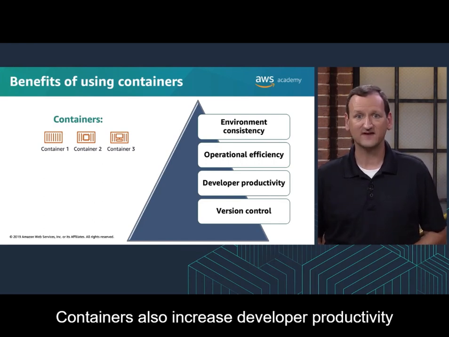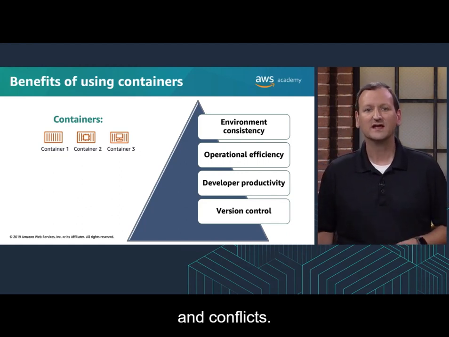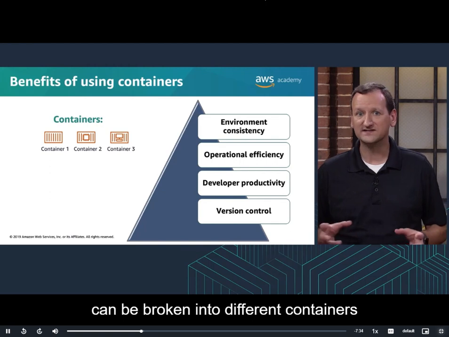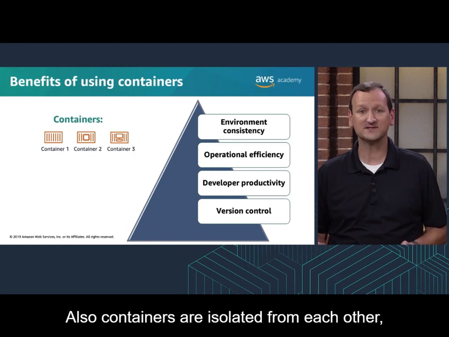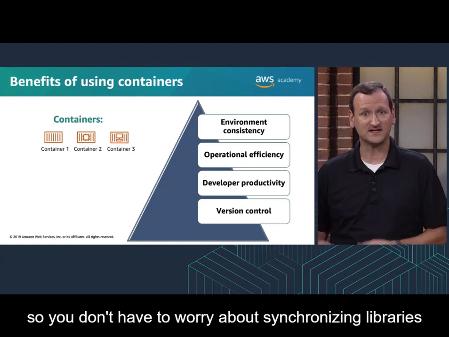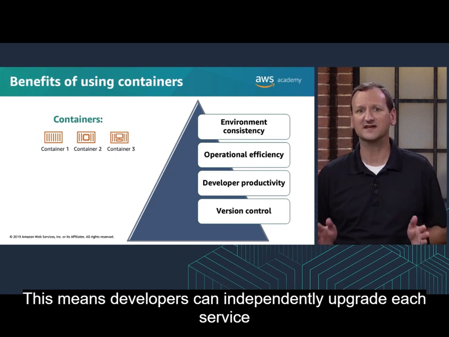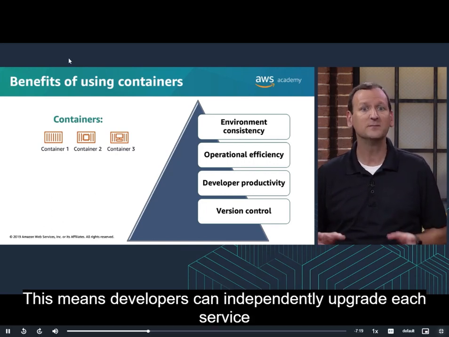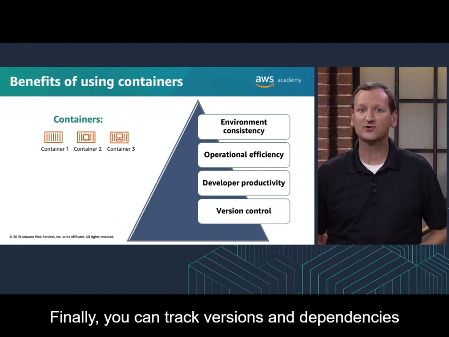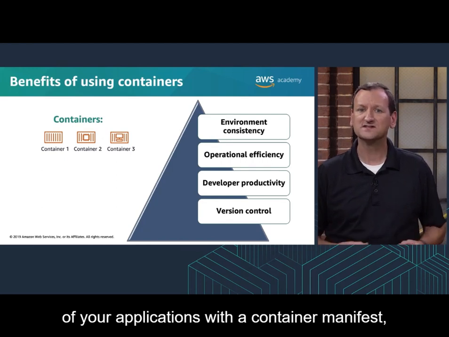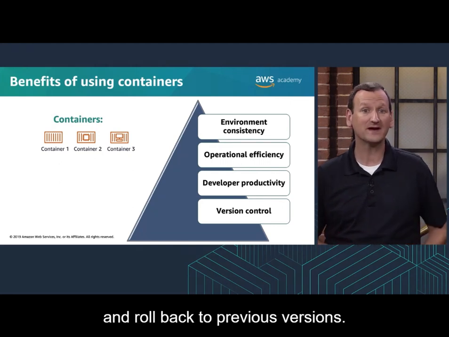Containers also increase developer productivity because they remove cross-service dependencies and conflicts. Each application component can be broken into different containers that run a different microservice. Also, containers are isolated from each other, so you don't have to worry about synchronizing libraries or dependencies for each service. This means developers can independently upgrade each service because there are no library conflicts. Finally, you can track versions and dependencies of your applications with a container manifest, and you can inspect differences between versions and roll back to previous versions.